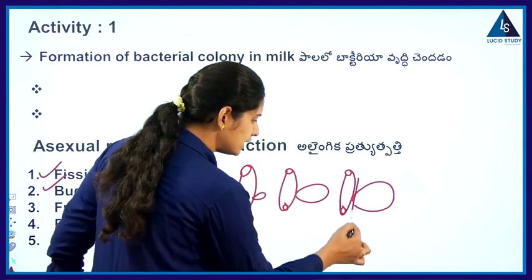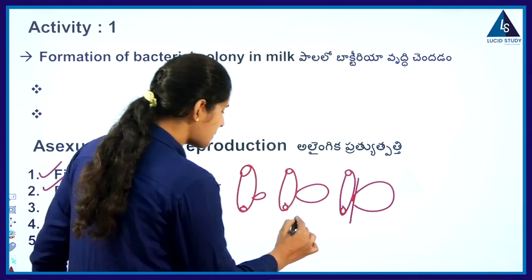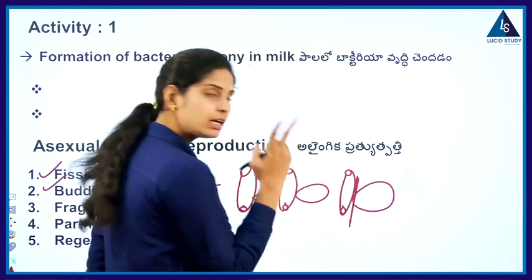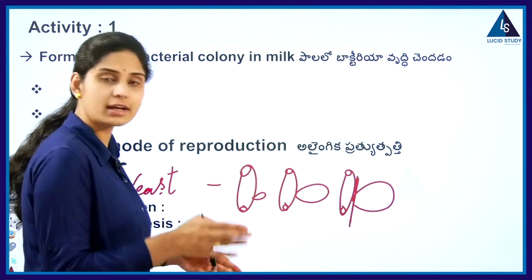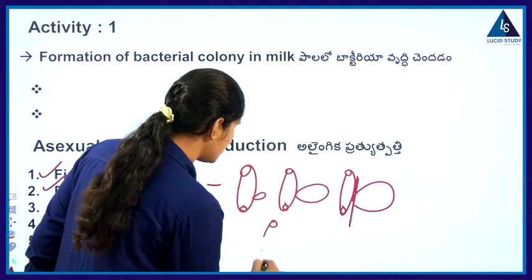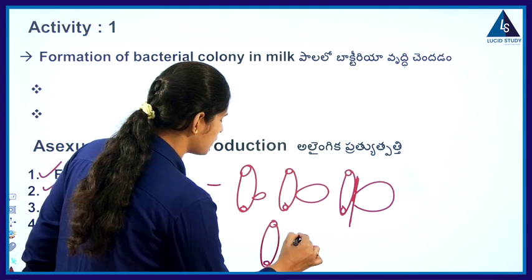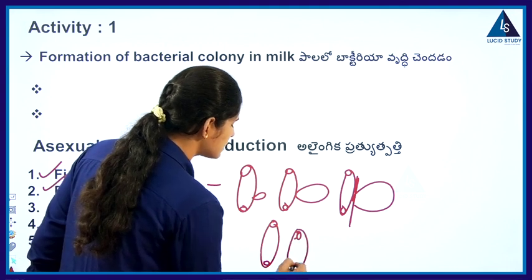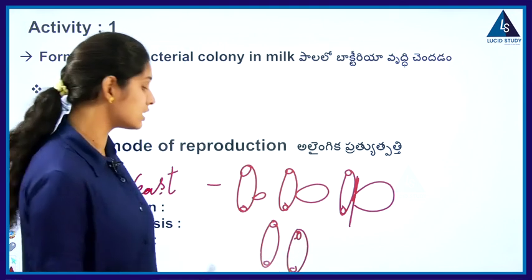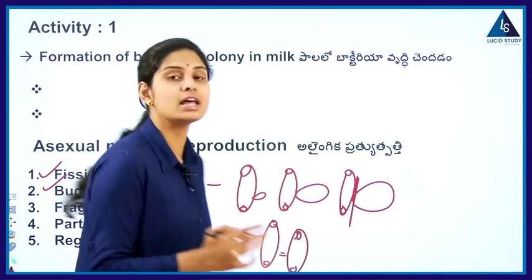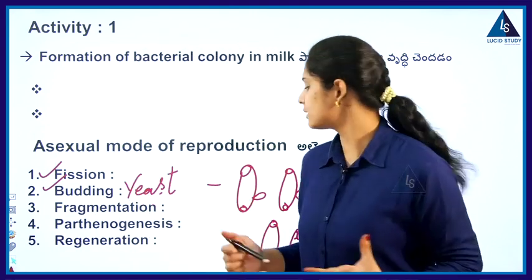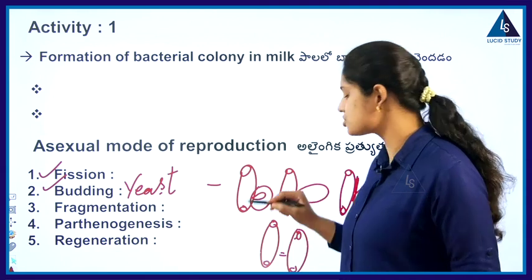So what happens next is that the detachment happens, so the attachment gets cut, where it gets detached from the parent body and develops individually, and hence this is the type of reproduction that is shown in yeast. We call it budding, because there is a bud like structure that generates.